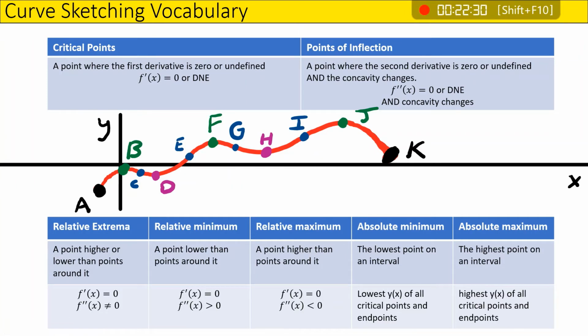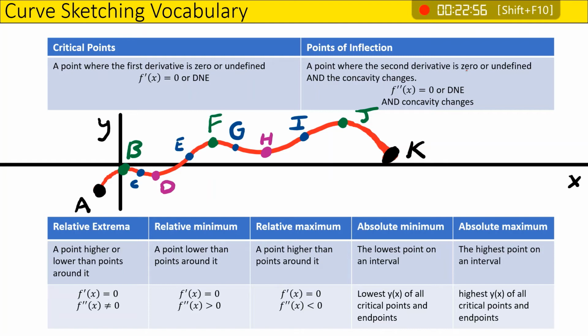Alright, then I'm gonna quickly go over some vocabulary, and I think we've got time for one free response. Okay, so critical points. A critical point is any point where the first derivative is 0 or undefined. For critical points, it does not matter if the slope changes or not. If the slope could possibly change, then it's okay.